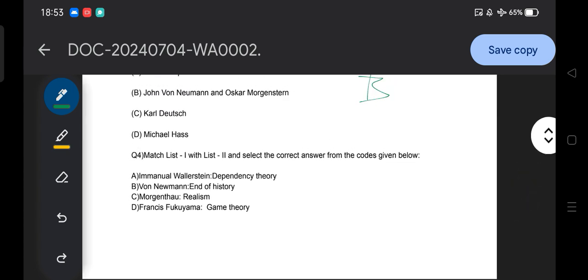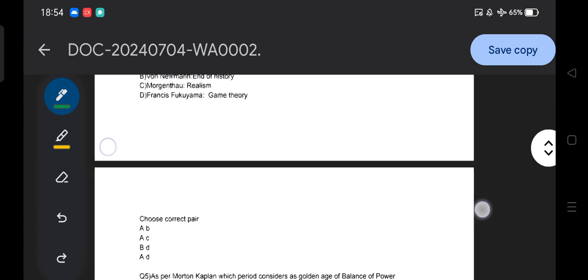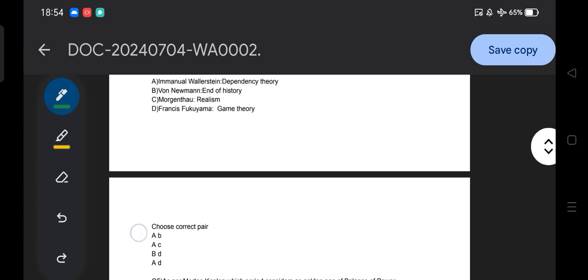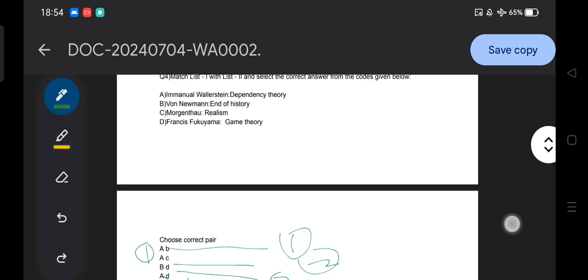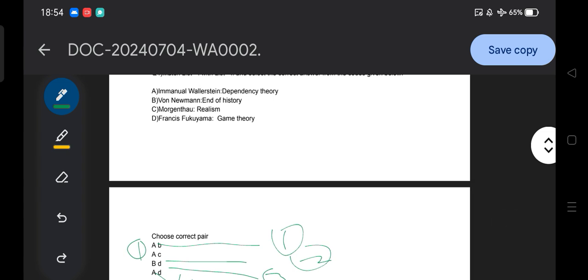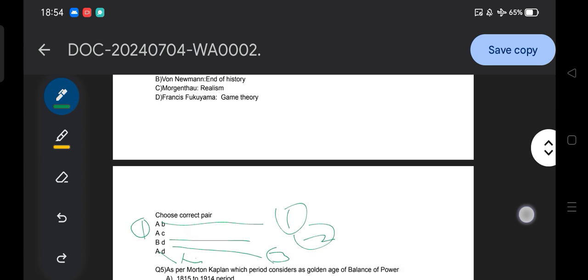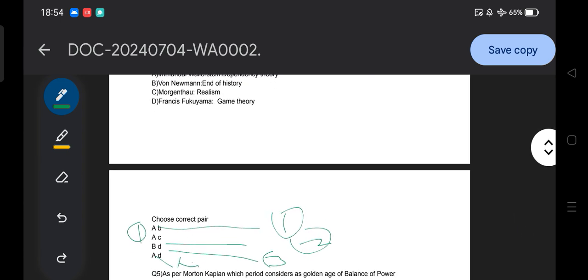You need to find the correct pair. Immanuel Wallerstein dependency theory, von Neumann end of history, Morgenthau realism, and Francis Fukuyama game theory. There is an option code: AB is option 1, AC option 2, BD option 3, and AD option 4. So you need to find which one is the correct pair. The correct answer of question number 4 is A and C, that is Morgenthau realism and Immanuel Wallerstein dependency theory. Option 2 is the correct answer.